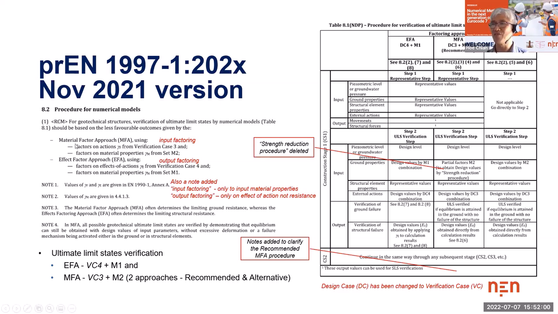Also, there are a couple of changes that have been proposed for the terminology used here. The material factor approach is likely to be called input factoring now, and the effects of action factor approach will be called output factoring. And again, because of the potential for confusion between input factoring and output factoring, there are notes added to clarify that the input factoring is a factoring of the material parameters only, but not the actions. And the output factoring is only the factoring on the effects of actions only, not the resistance.